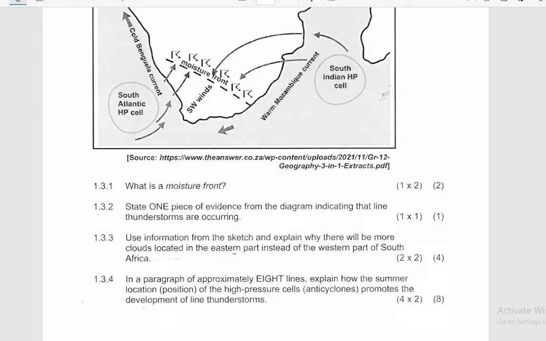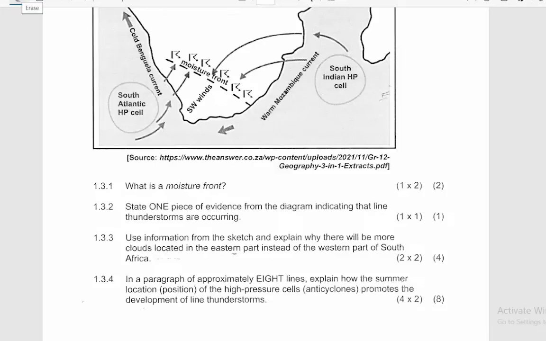Question based on moisture front. Maybe we just want to have a quick discussion before we answer the questions. Right, the situation that happens with the moisture front is, this is a typical traveling disturbance that happens during summer over the interior of Southern African subcontinent and mainly affecting the weather in South Africa in summer. The moisture front and the line thunderstorms happen because of the existence of the subtropical anticyclonic weather system that happen to affect South Africa.